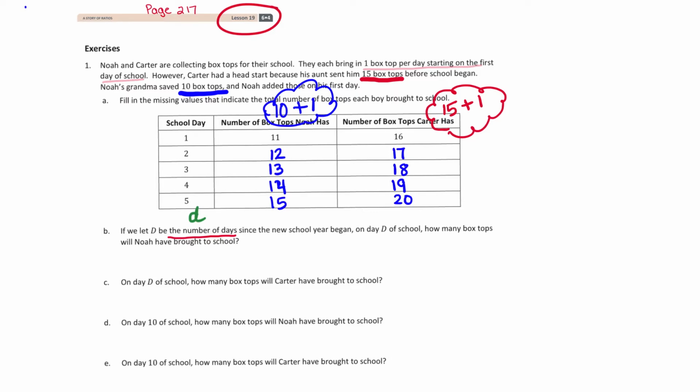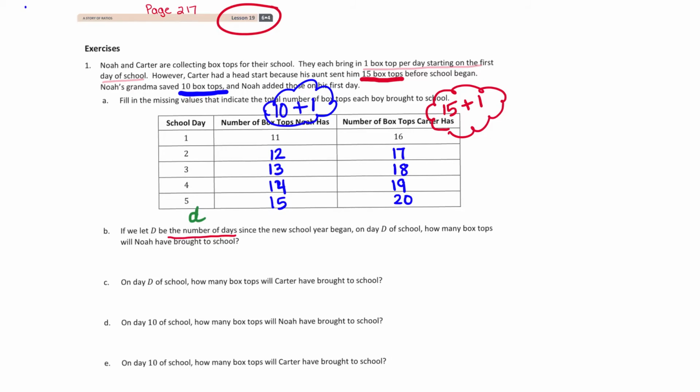Okay, let's go on to the next one. On day D of school, how many box tops will Carter have? Now, we already noticed that we were adding 1 to each one, right? How did we get 11? Well, we started with 10, and then the 1 represented the number of days. So you can say, the 1 box top that they're bringing every day is consistent, and it doesn't change. The one that is changing is the number of days.